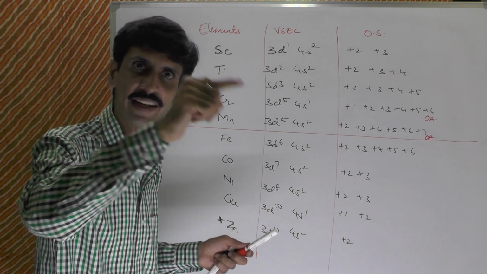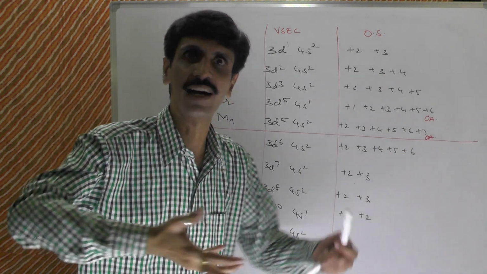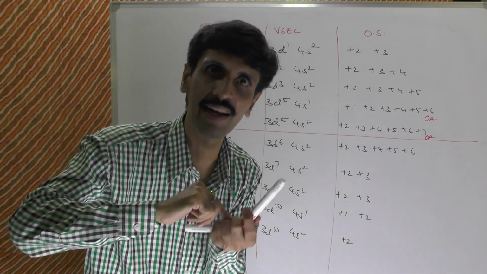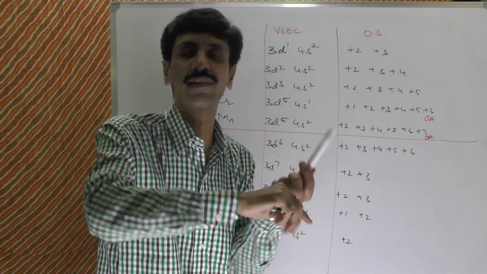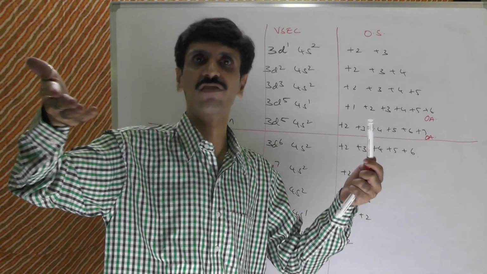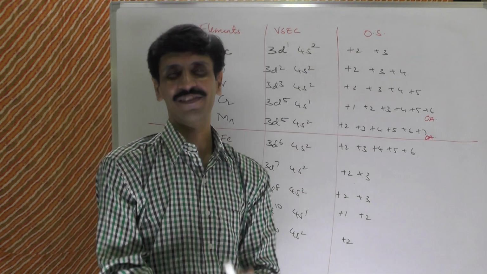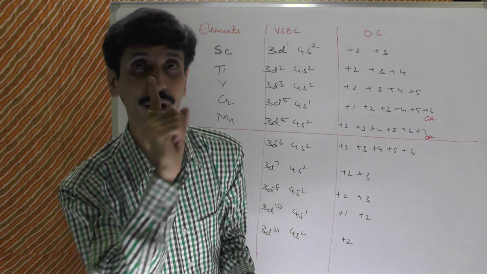And if the size goes on decreasing, it's very obvious the nucleus has a greater hold on the electrons, and in that situation, if I want to promote the electrons, if I want to bring about a transfer of electrons from one orbital to another orbital, I require more energy. I require more energy.